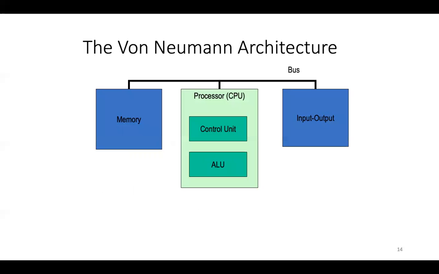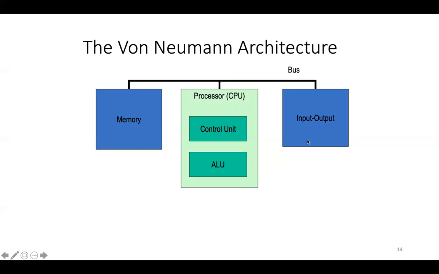Here you see the basic block diagram of the von Neumann architecture. I already told you the CPU contains the control unit and the arithmetic and logic unit. Here is the input and output, and this is the memory. After processing, we will get the output. In our syllabus, we cover all of these: the control unit, the ALU, memory, and input and output.